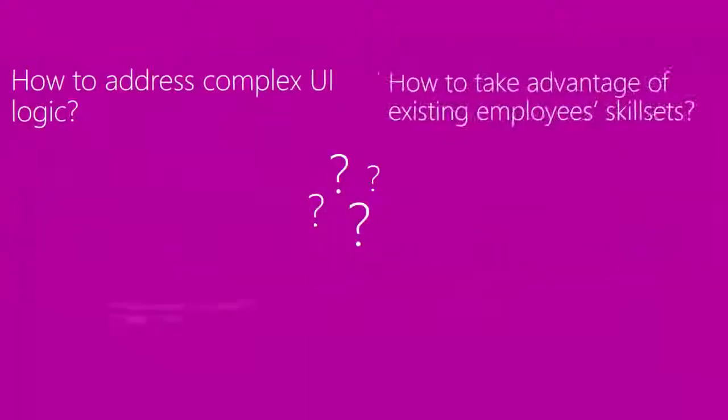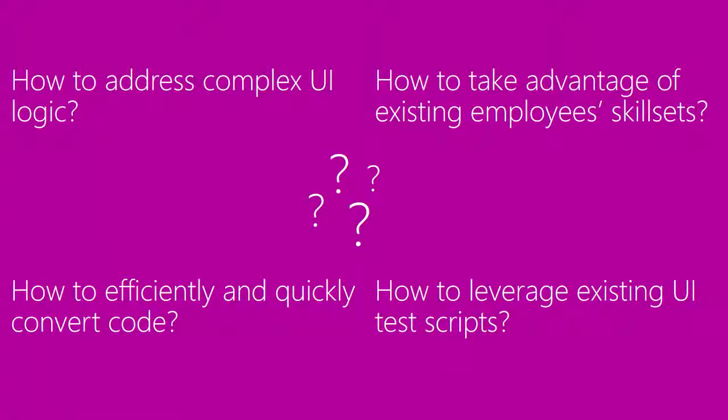So have we addressed all four challenges? I think we do. Now we use metadata to address the complex UI logic. We embed logic inside C# code and push them out through code generation. And we take advantage of existing developers' skill set. They're working with familiar technology. They're efficient, they're fast. They can convert code quicker.